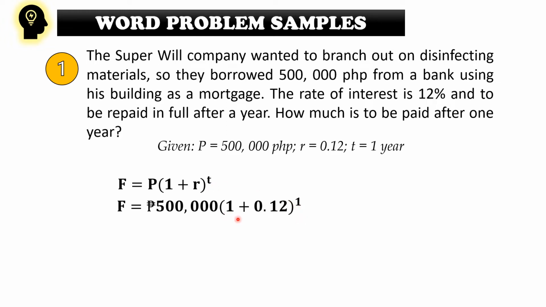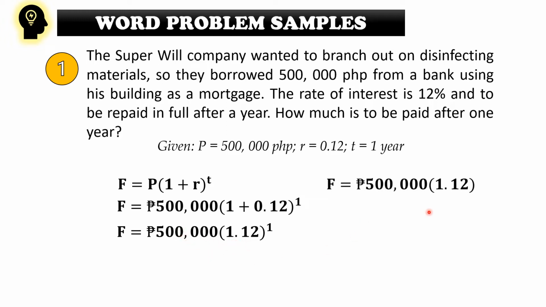Then with that, we're going to add first the 2 inside this parenthesis. So 1 plus 0.12, that is 1.12. And then 1.12 raised to 1 is simply equal to 1.12. Then we will be multiplying 1.12 to 500,000. Okay, as you can see, upon multiplication, the answer would be equal to 560,000 pesos.